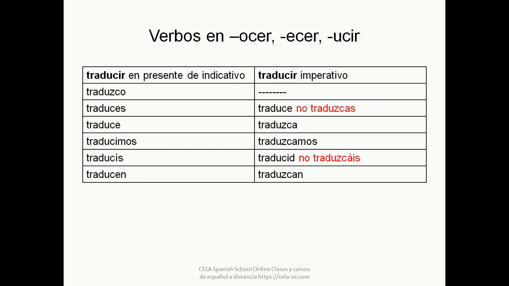The verbs that end in -ocer, -ucir, and -ecer, that form the first person in -zco, like traduzco, to translate, have the irregularity in all the verbal persons of the negative imperative. In the positive imperative, tú and vosotros are not affected by the change. Other verbs in this group: conducir, to drive, producir, to produce, obedecer, to obey, conocer, to know, ofrecer, to offer.